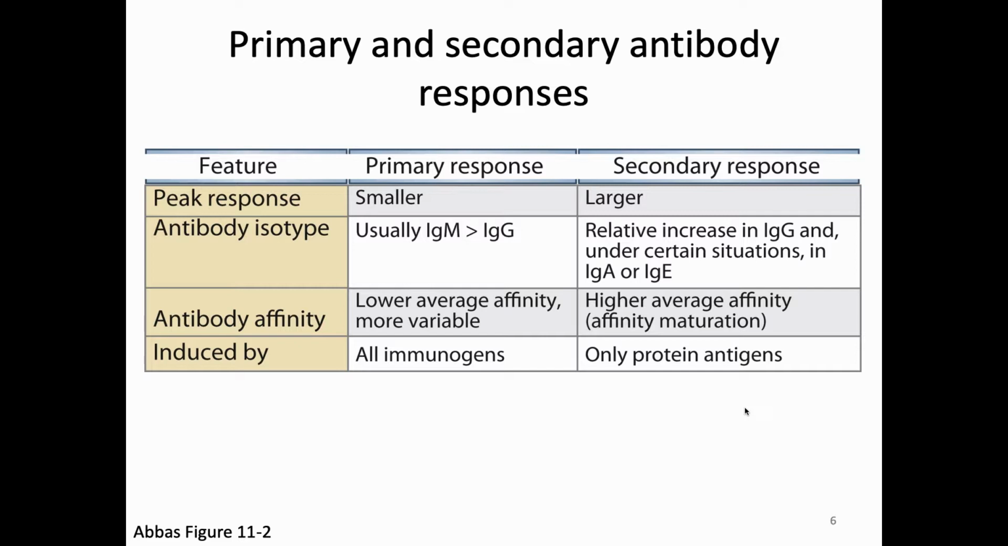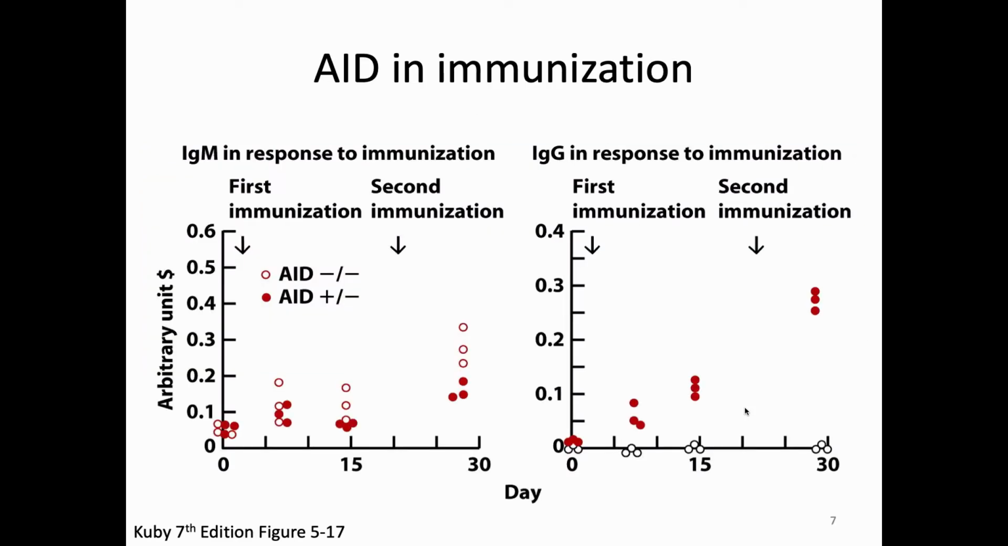We can do lots of experiments to examine this process, and one such experiment is shown here. Here we can look at the responses made by 2 strains of mice. One strain of mice has a wild-type copy of AID and a mutant copy of AID. The other strain has no AID. So we've got AID deficient and AID sufficient mice. And the AID minus mice are in the open symbols, the AID plus mice are in the filled.